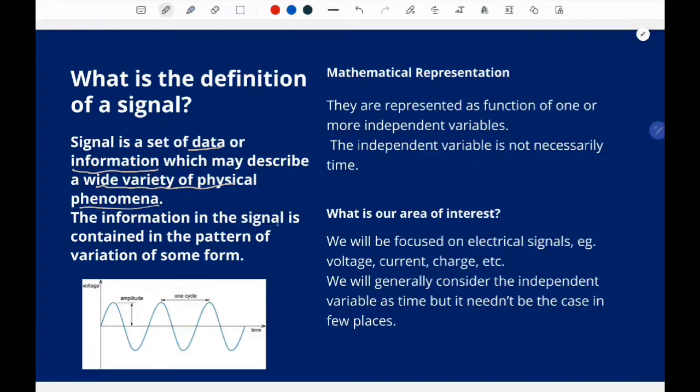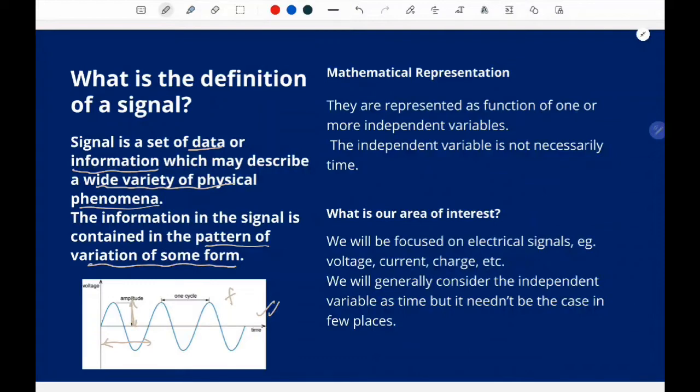And the information in the signal is contained in the pattern of variation of some form. Yes? So only if there is variation, we get some information about it. Correct? And this is an example of a sinusoid signal. So you can see it has amplitude, and it has what is called a wavelength, and it also has a frequency, right? So these are all information contained in the simple sinusoid. So you can imagine other signals as well containing a lot of information.